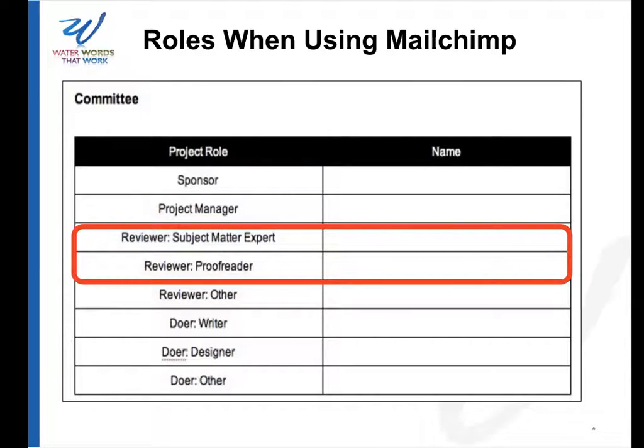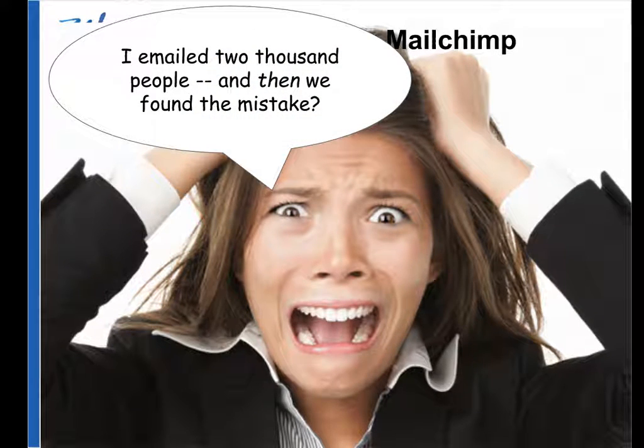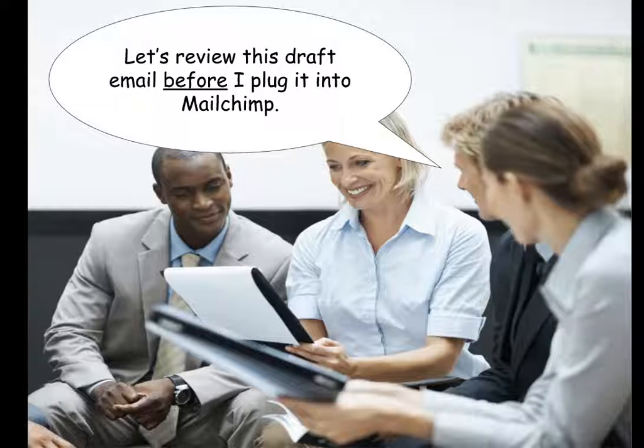Reviewers are a very important part of a Mailchimp email, and here's why. Once you hit send on that Mailchimp email, it's going to go out to hundreds or thousands of people, and if you find a mistake afterwards, it's too late. And that's a terrible feeling when you send the email and then you realize you have to send a correction. The reviewers can help you prevent that, and they should get involved in 2 stages.